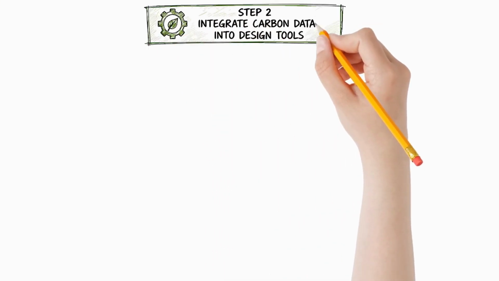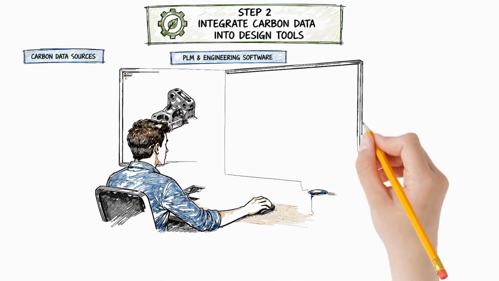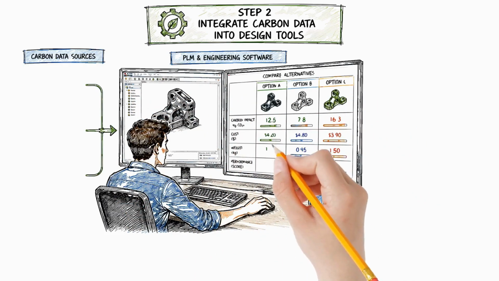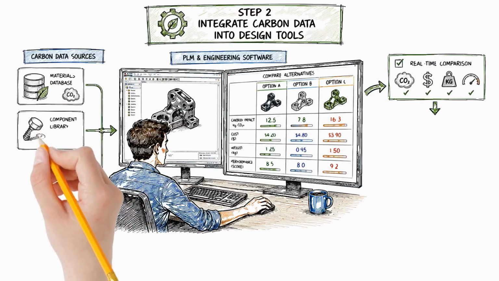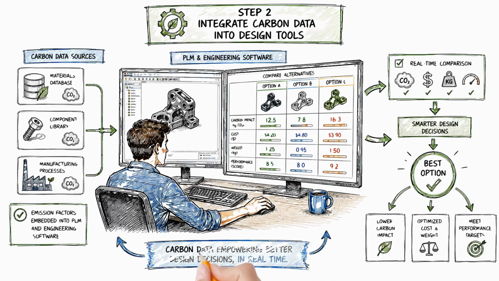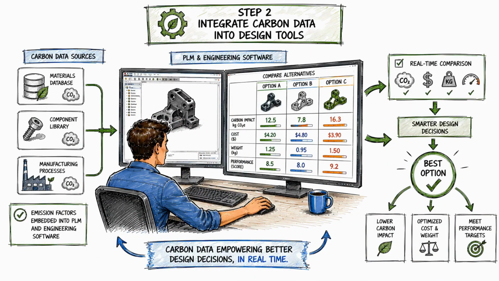Step 2 is integrating carbon data into design tools. Emission factors for materials, components, and manufacturing processes are embedded directly into product lifecycle management systems and engineering software. Designers can then compare alternatives in real time, evaluating carbon impact alongside cost, weight, and technical performance.